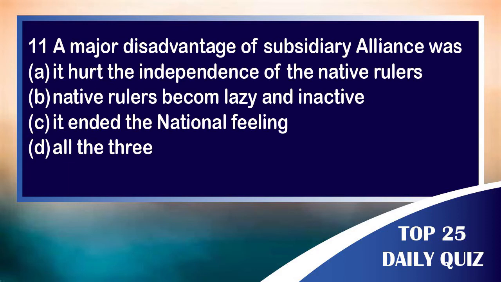Question 11th. A major disadvantage of subsidiary alliance was Option A, it hurt the independence of the native rulers. Option B, native rulers became lazy and inactive. Option C, it ended the national feeling. Or Option D, all the three. The correct answer is Option A, it hurt the independence of the native rulers.